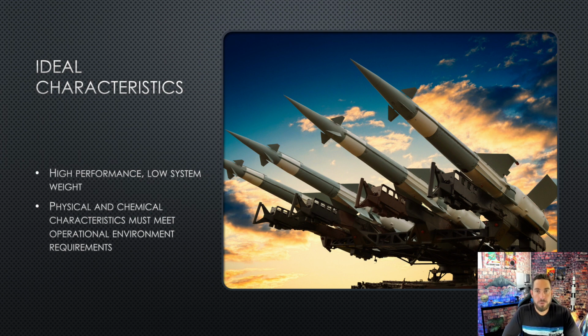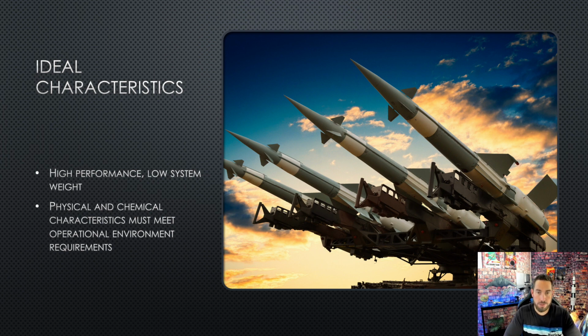Okay, so we're going to talk about some ideal characteristics for a rocket propellant. We want something that's high performance but doesn't weigh a lot, which makes sense. You want maximum thrust, but you don't want so much of the weight of the vehicle tied up in that fuel weight. And then the physical and chemical characteristics have to meet the operational environment requirements.